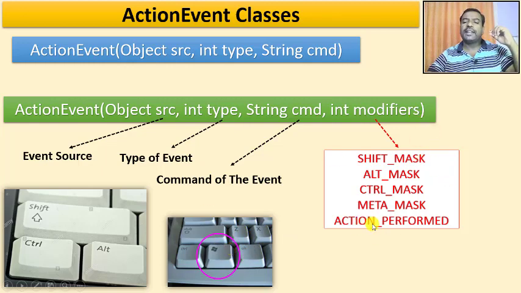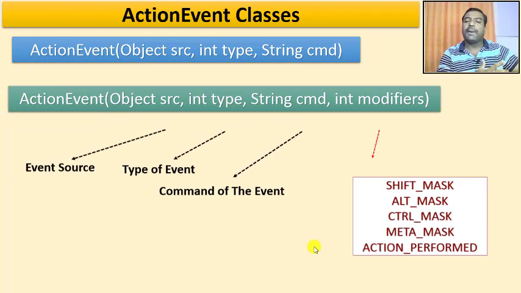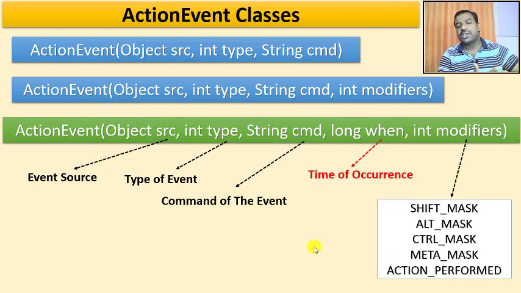And the modifier can be action performed also. Any sort of action I am going to perform, this action event is going to take up as a modifier. And this is the parameters the second type of constructor takes. And the third type of constructor is going to take the same set of parameters, but I am going to have one additional parameter in between the command and the modifier. That is the time when the click happened.